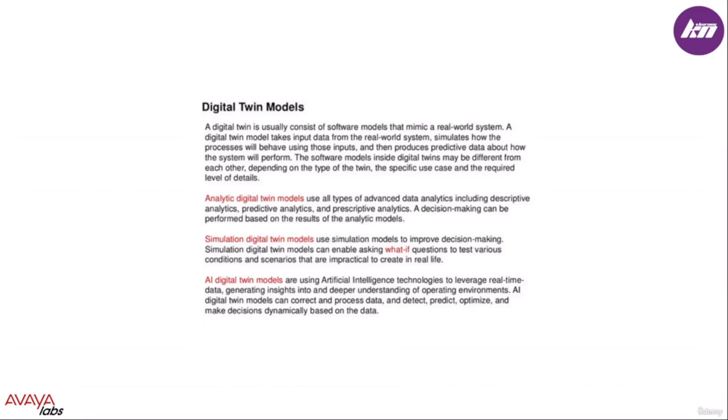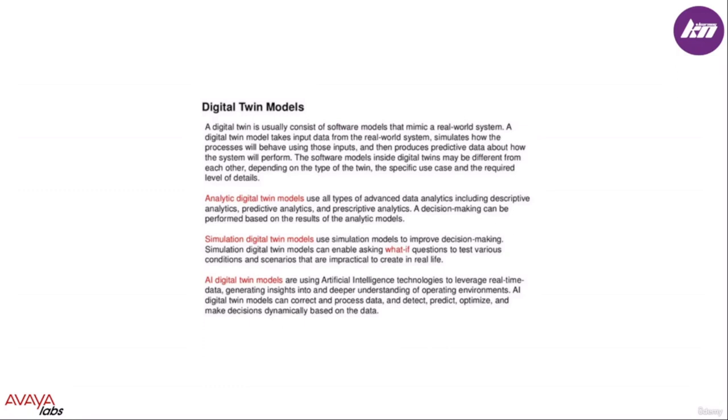Now, there are different digital twin models. Let's talk about those. A digital twin usually consists of software models that mimic a real-world system. A digital twin model takes input data from the real-world system, simulates how the process will behave using those inputs, and then produces predictive data about how the system will perform. The software models inside digital twins might be different from each other depending on the type of twin you're using, the specific use case, and the required level of detail.